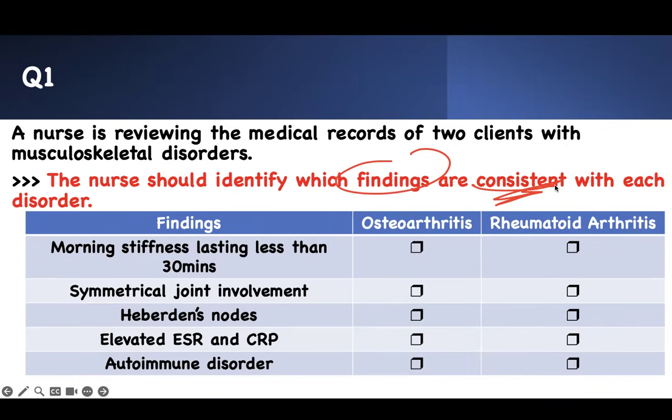The next is reviewing the medical record of 2 clients with musculoskeletal disorder. If you take osteoarthritis, can you see morning stiffness lasting less than 30 minutes? Or both joints are involved, or you have evidence of nodules, or elevated ESR or CRP, or this is associated with autoimmune. Do the same thing with rheumatoid. Then leave the table alone. If you know it's associated with it, select it.